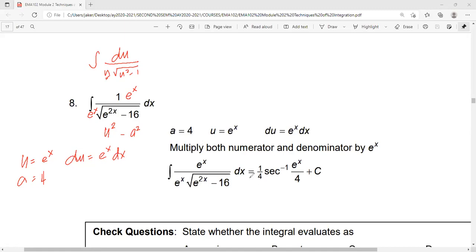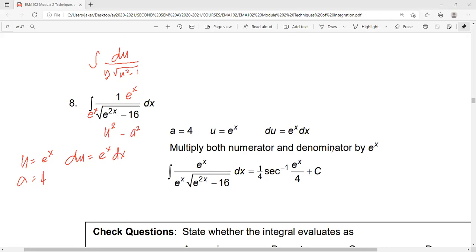So what is it? It's 1 over a. So a is 4. So 1 over a, the arcsecant of u, which is e raised to x over a, plus c. See? So you just have to do things here step by step. What is important is that you know the form of the integral that yields the inverse trigonometric function. The form followed by the formula. It's very important.